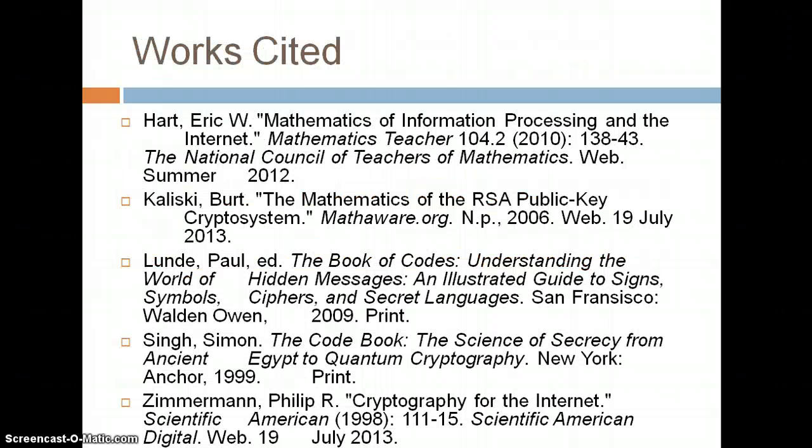So that is my works cited page. The code book here and then the book of codes were really great resources, and the rest were just articles that I found online. Oh, and then this NCTM article, the mathematics of information processing and the internet. Although I didn't really use anything from there, it was a good article to read about why we should be incorporating this stuff in our classroom.